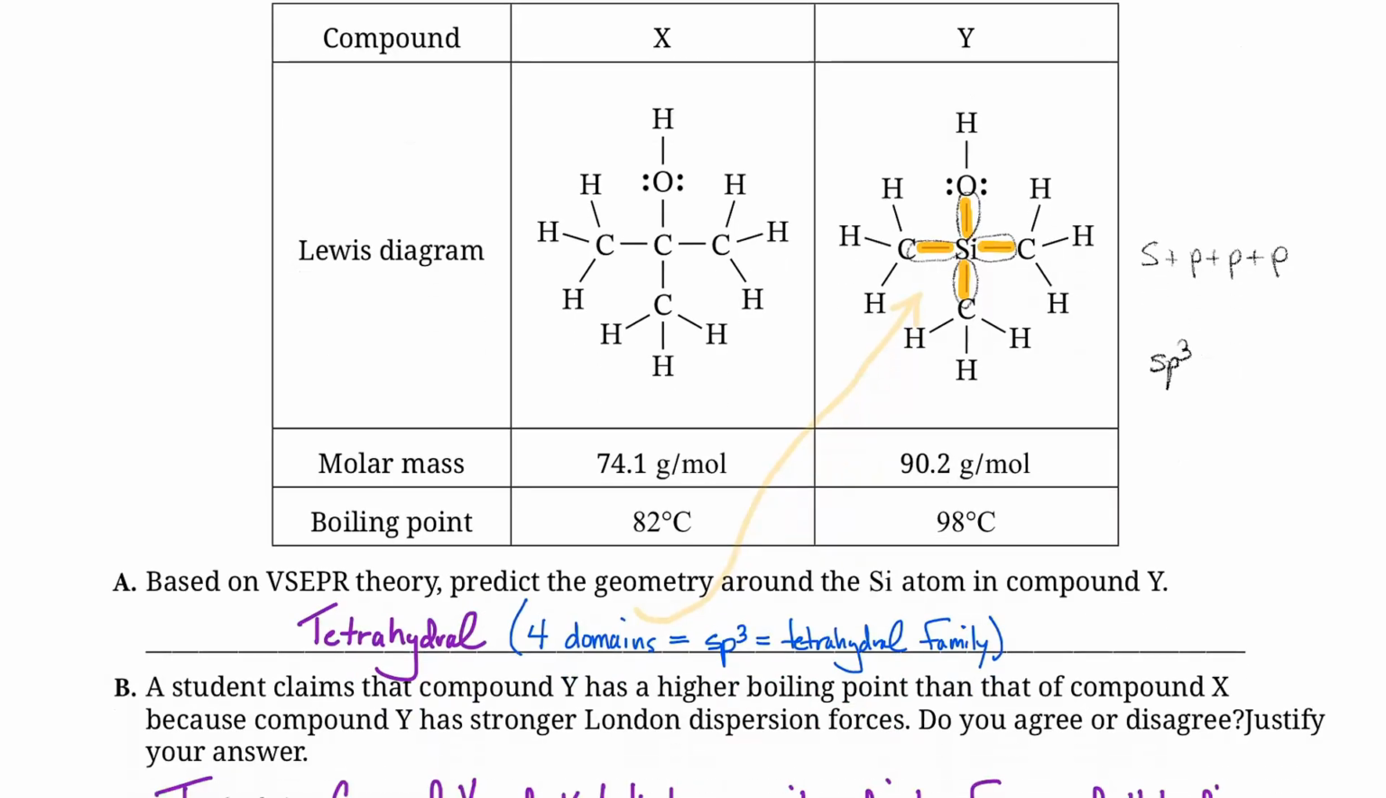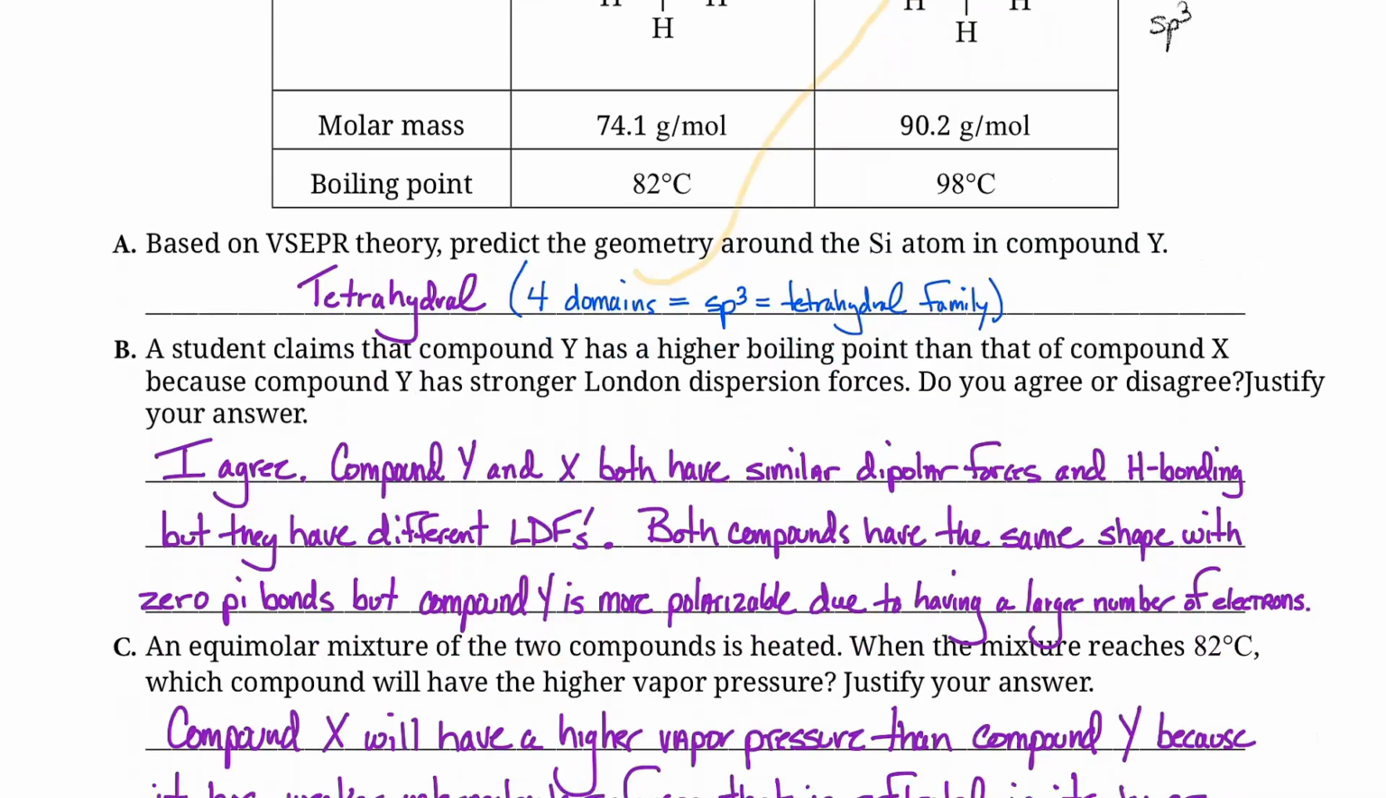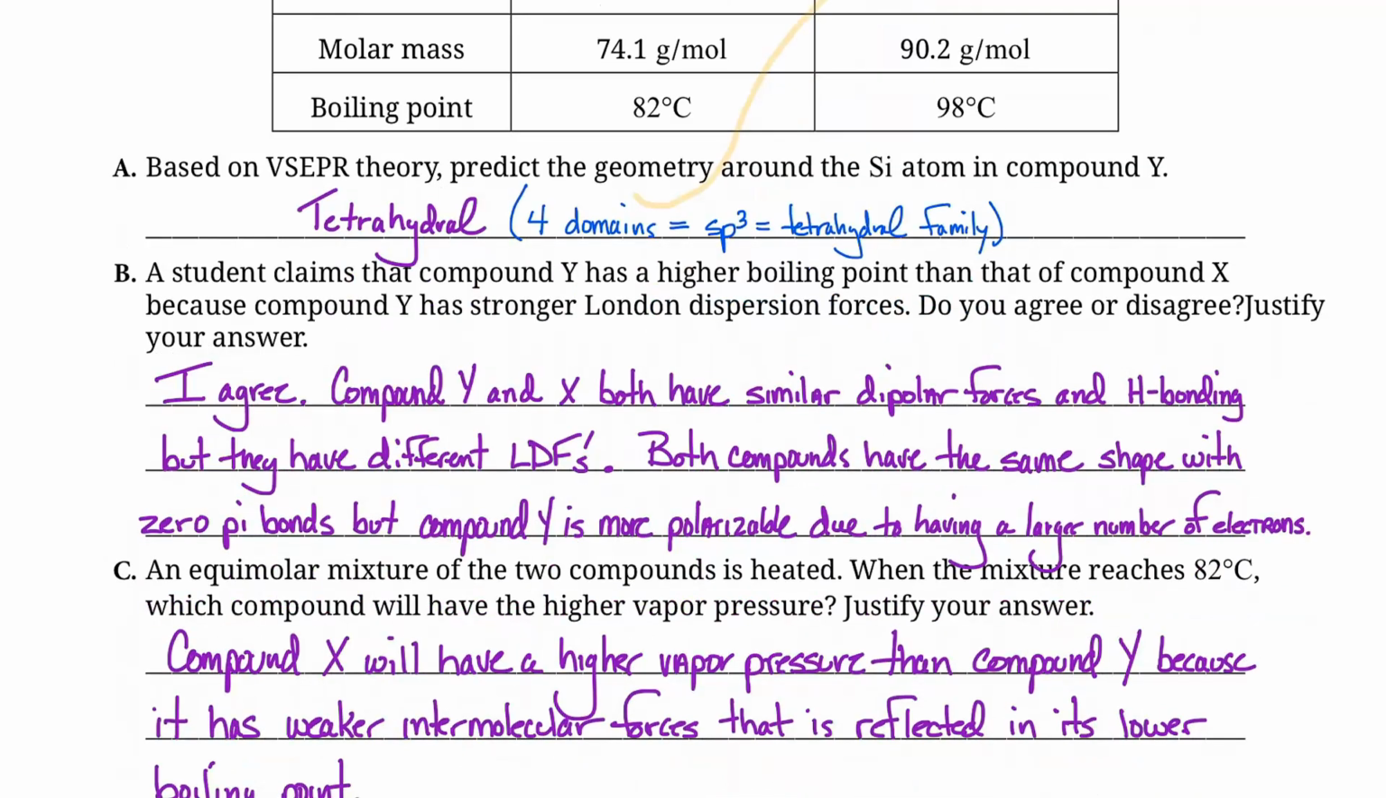A student claims that compound Y has a higher boiling point than compound X because compound Y has stronger London dispersion forces. Do you agree or disagree? Justify your answer. Okay, if they're ever going to ask you to agree or disagree, the first thing you need to do is say you agree or disagree. If you just go into justification, you probably don't get the point here.